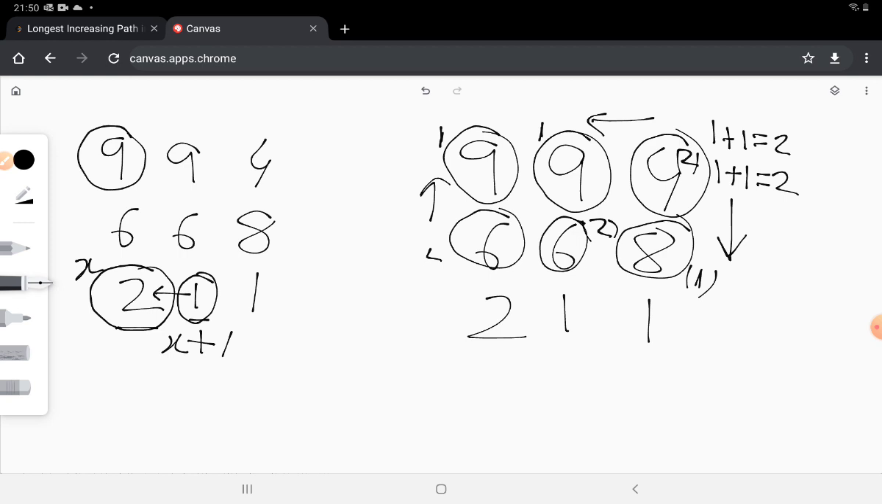Now let's move to 2. Okay, so from 2 I can go to 6. Yeah, that's the only place I can go to. And what is 6? 6 is 2. So the longest increasing path at 6 is 2. So at this 2 it becomes 2 plus 1, 3. So basically this is the path: you move from 2 to 6 to 9. So no other neighbors to discover for 2.